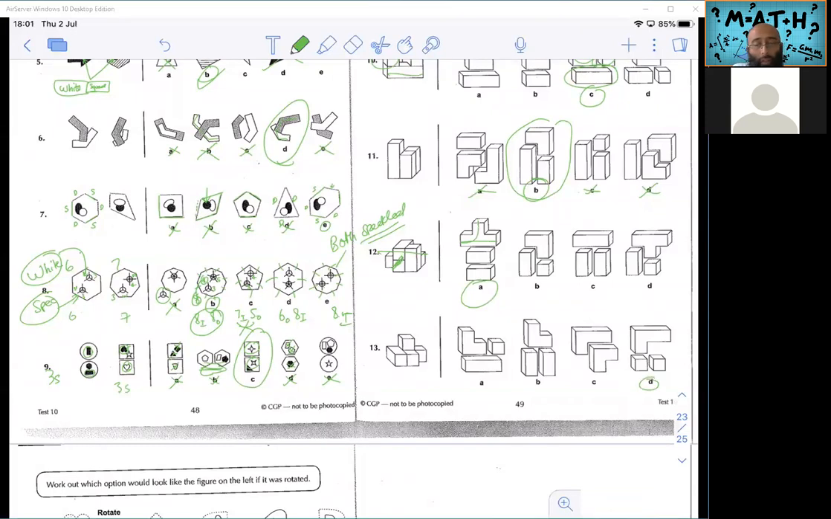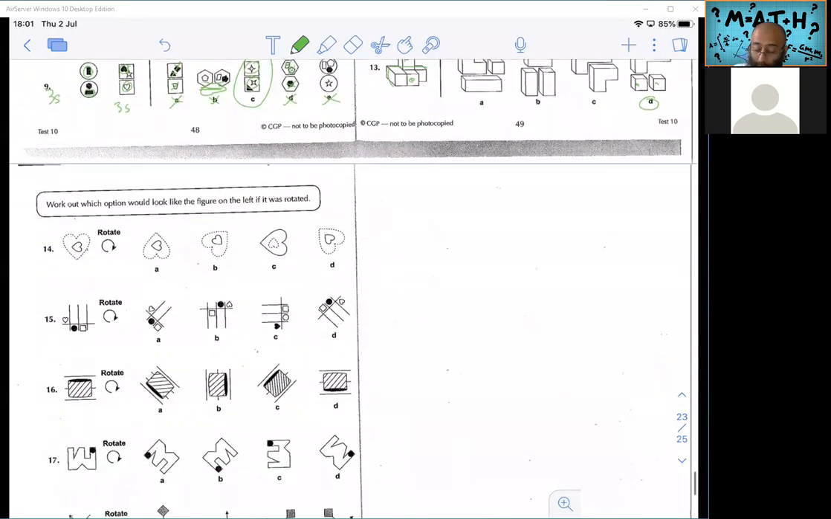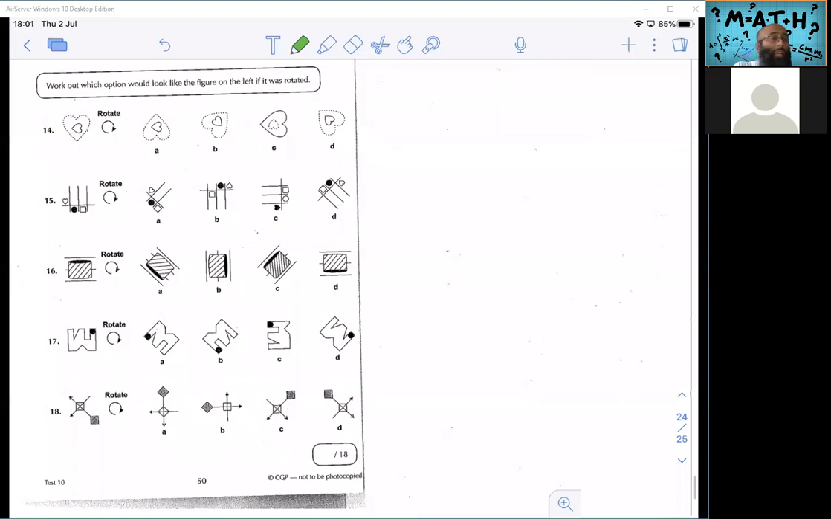So we've got here an L shape at the back and one little cube at the front and one little cube on the back. Cube, little, and the big one at the back. Done. Question number 14. Work out which option would look like the figure on the left if it was rotated.